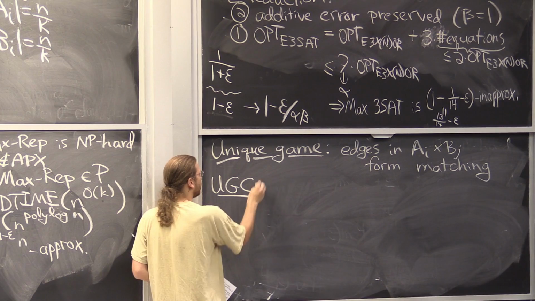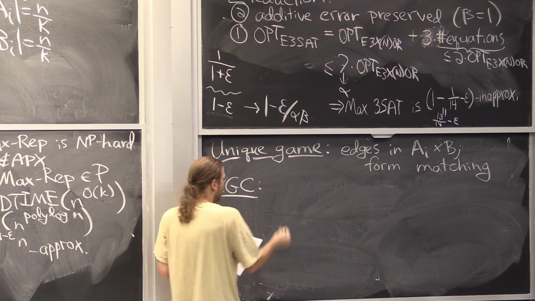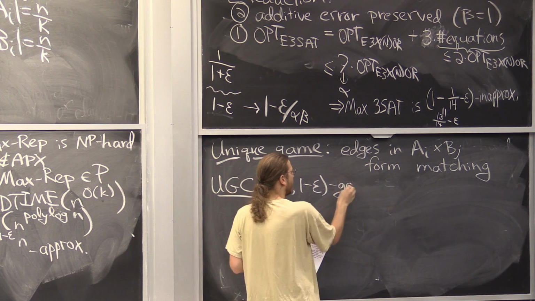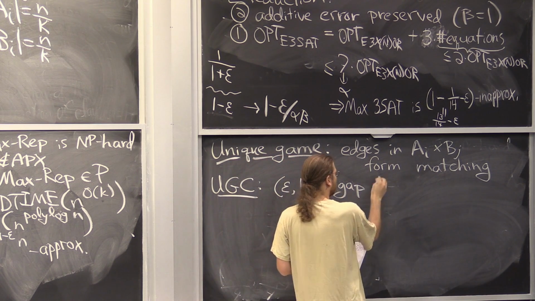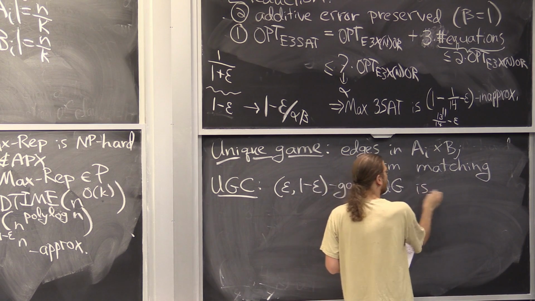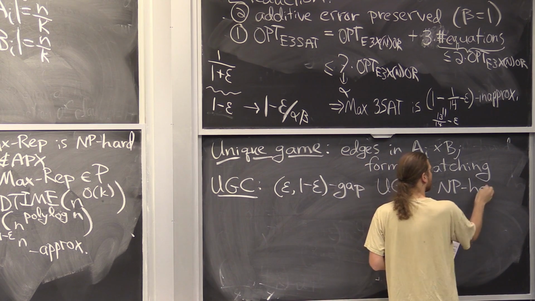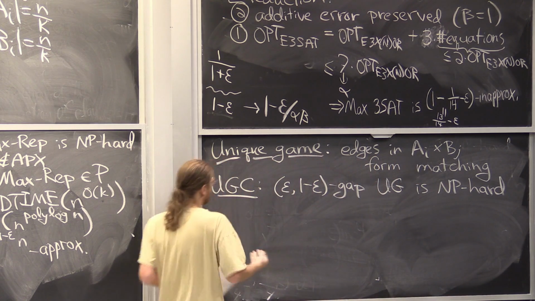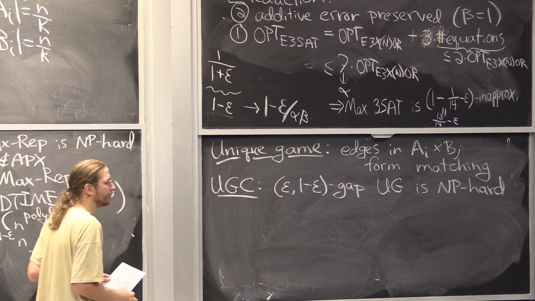Unique games conjecture is that epsilon, 1 minus epsilon gap unique game is NP hard. Of course, there are weaker versions of this conjecture that don't say NP hard, maybe assuming some weaker assumption that there's no polynomial time algorithm.